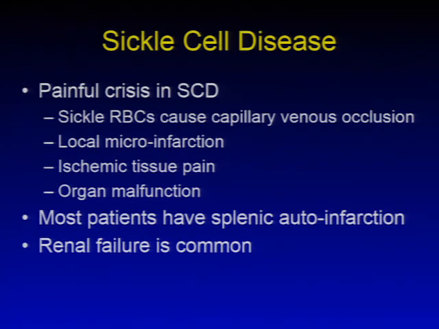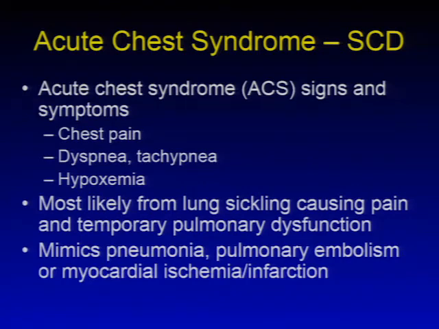And in fact, most patients with sickle cell of any long-standing nature usually exhibit an autoinfarction of their spleen. Renal failure is also very common in these patients, as there are repeated microinfarcts and tissue injury in the kidneys. Acute chest syndrome is another difficult situation that arises in patients with sickle cell disease.